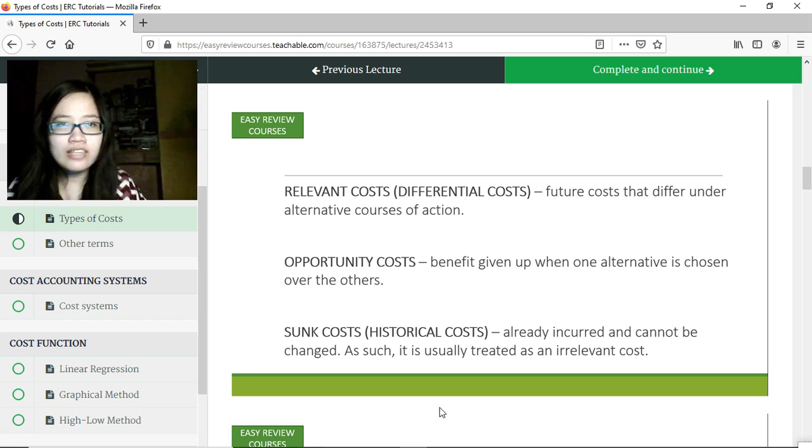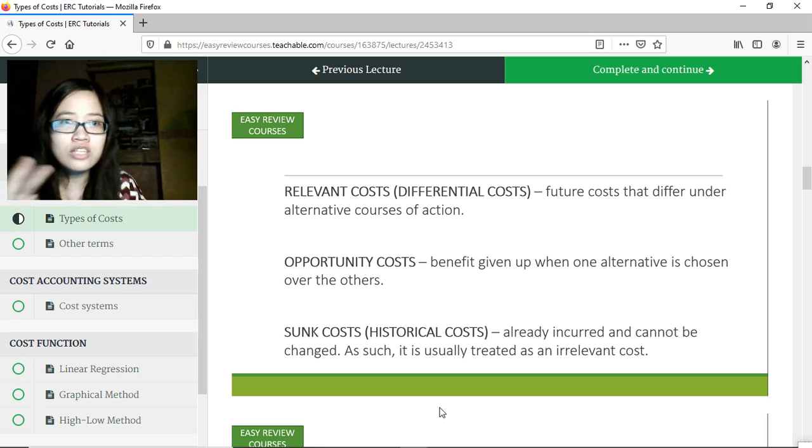Okay, and then we have relevant costs. So ginagamit naman ito sa differential accounting. Future costs that differ under alternative courses of action. So later we'll have a separate discussion probably on this. Pero ang sinasabi dito is if you have two options, okay, two options. Option 1, option 2 na gagawin mo siya and then you have to decide which one you're going to choose.